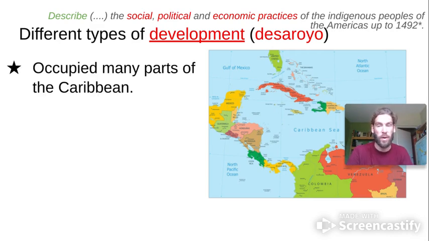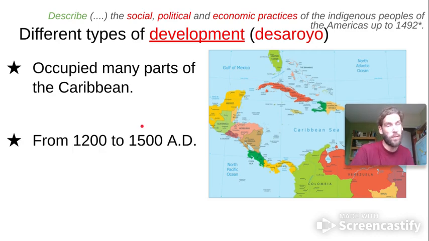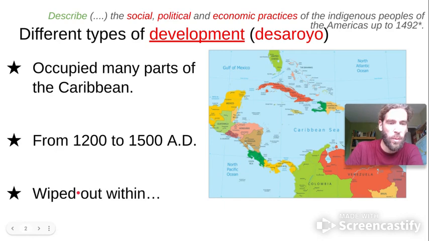They occupied many parts of the Caribbean. They came to the Caribbean around 1200 AD, so 800 years ago, until the coming of Columbus. And within 100 years after Columbus came, and after him the Portuguese and the Spaniards and other Europeans like the Dutch and the English, most of the Taino were wiped out because of, for instance, the diseases that the Spanish brought with them, but also because the Spanish destroyed their staple crops, their basic food.